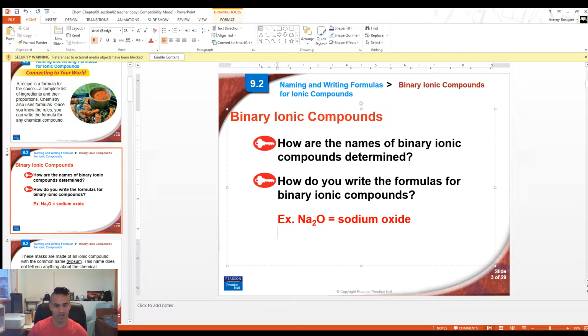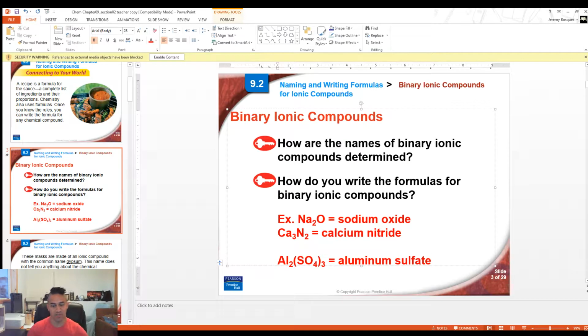Another example of a binary compound would be like Ca3N2. So this would be calcium nitride. Again, you have two elements there, so binary, right? Bi means two. An example of one that is not binary would be like Al2SO4. This would be aluminum sulfate. This is not binary because we have three elements, aluminum, sulfur, and oxygen.